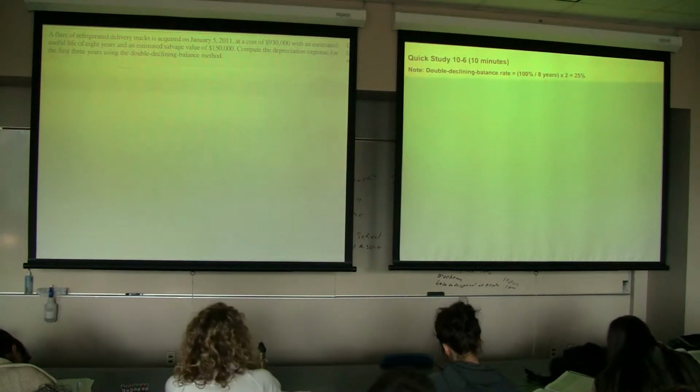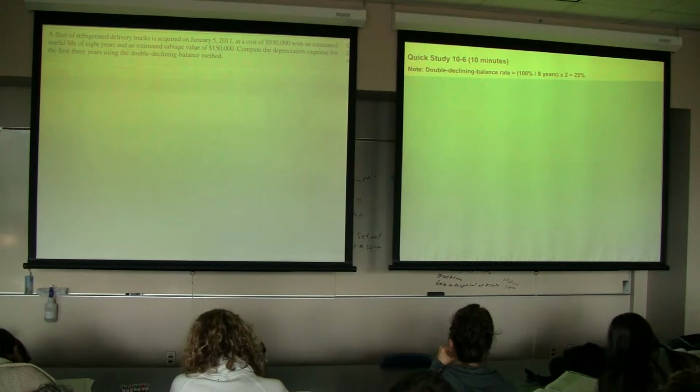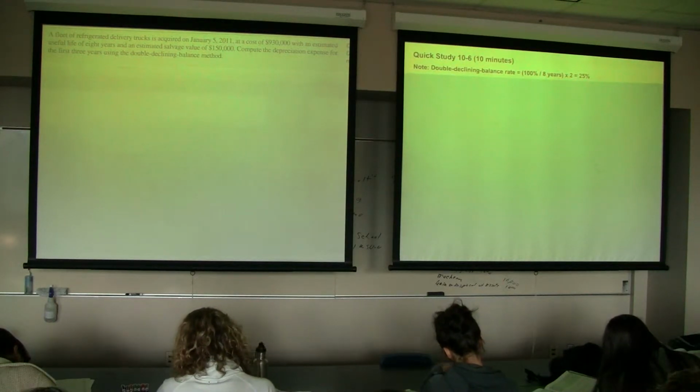Okay, so here's the double declining rate. It's 25%, so it loses a quarter of its book value every year.